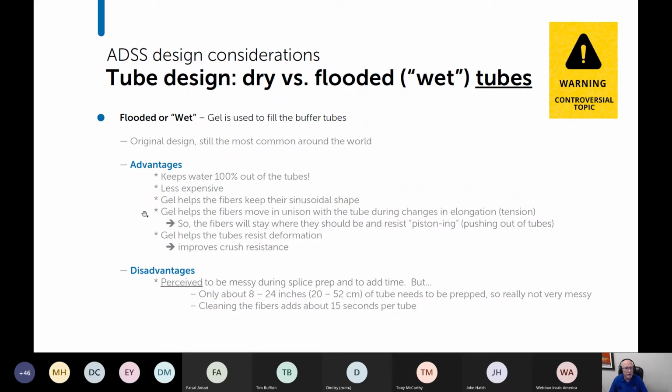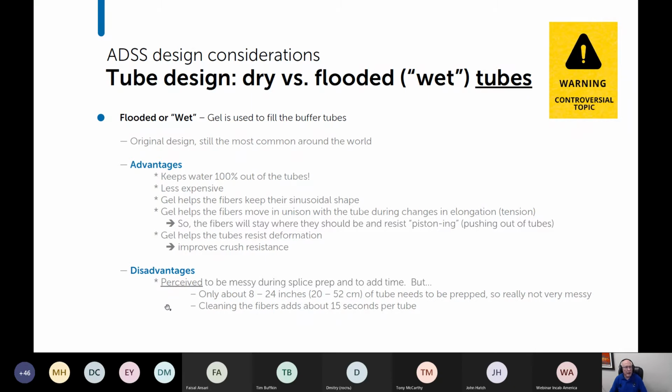It's helping the fibers keep their shape. It's helping them move in unison with the tubes during changes in elongation. So the fibers stay where they should be and they resist pistoning. And as an extra special bonus, the gel also helps improve the crush resistance of the tubes. It helps them resist any deformation. And that's good. The disadvantage is it's perceived to be messy during splice prep and to add time.